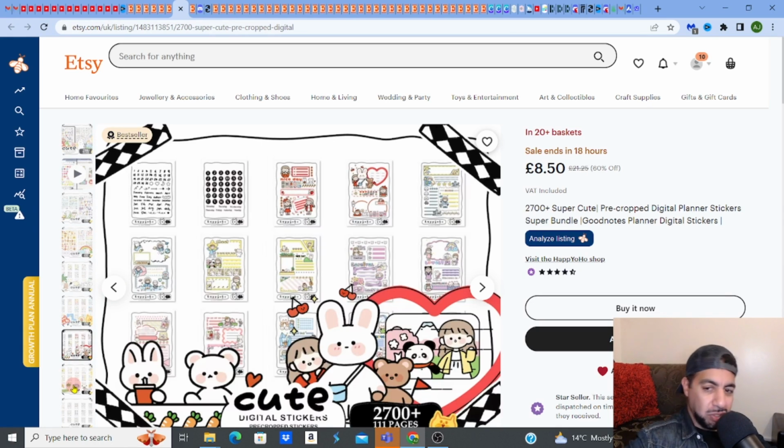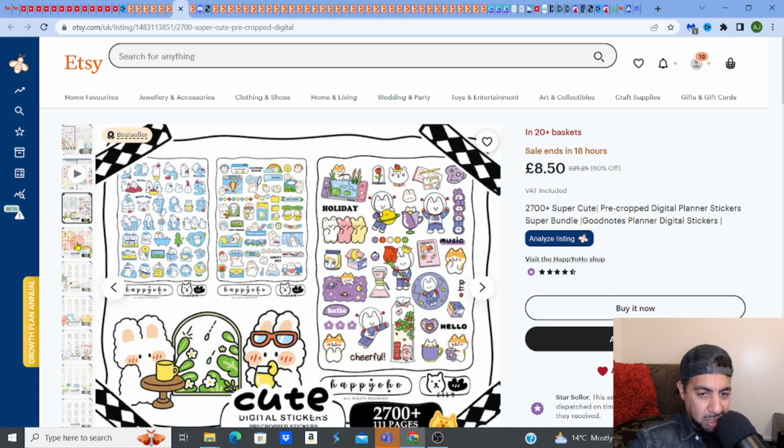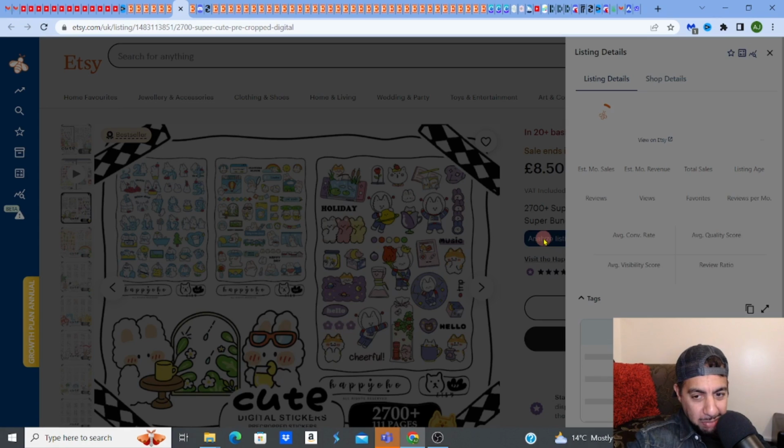These are super cute, I guess kawaii style, cute digital stickers that people just love, and they use them for different things as well. That's the other thing. They're quite versatile. So let's have a look and see these. But there's a lot of these. It's a massive, massive bundle.